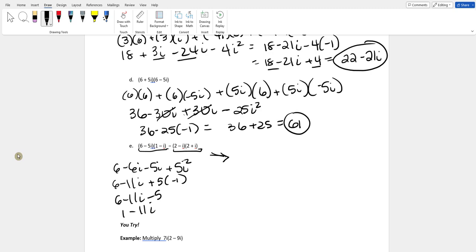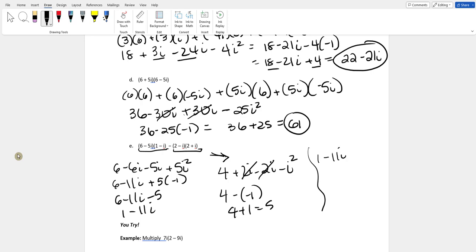Now I'm going to go ahead and multiply out the second set of parentheses. I get 4 plus 2i minus 2i minus i squared. 2i minus 2i is 0, and we know i squared is negative 1. So now I have 4 minus a negative 1, which is 4 plus 1, which is 5. So now I'm going to put it all together. I have 1 minus 11i minus the second set of parentheses multiplied out to be just 5. So I have 1 minus 5, which is negative 4, minus 11i.